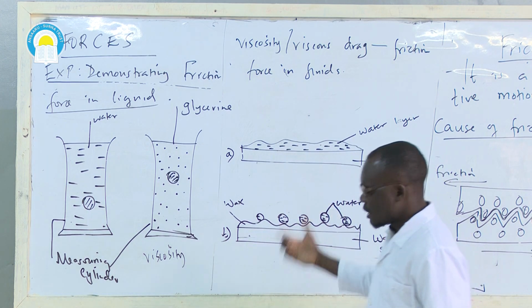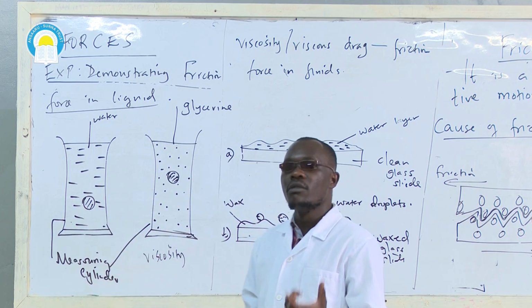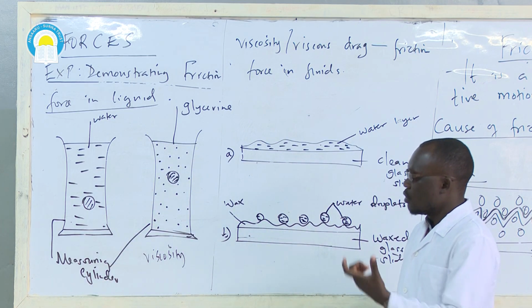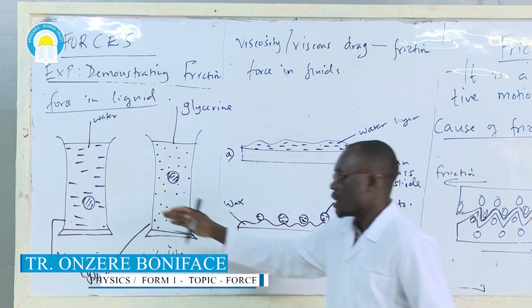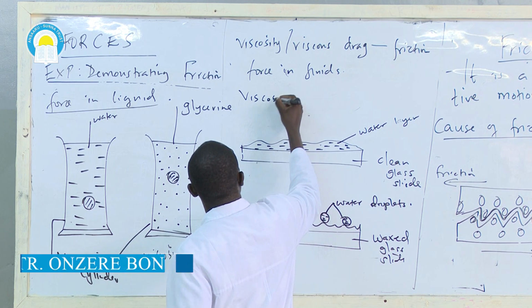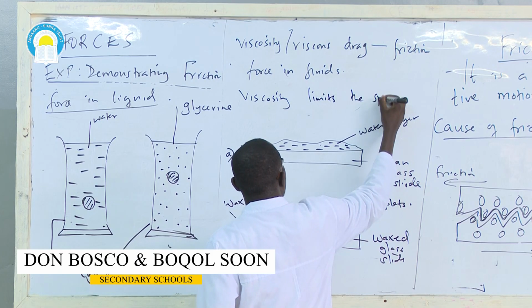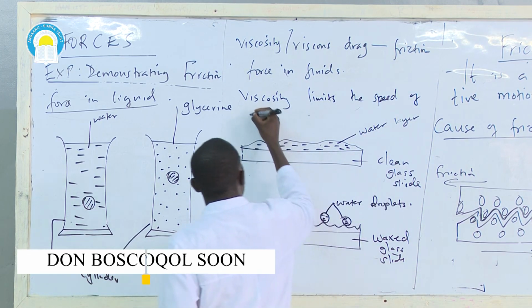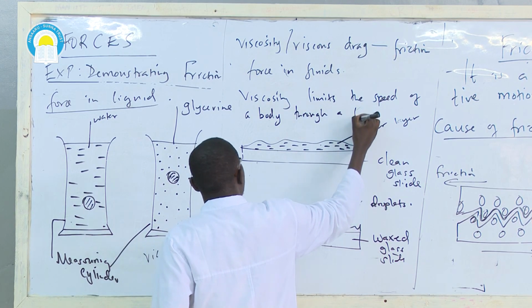And this viscous drag or viscosity will always try to limit the speed with which a body moves through a given fluid. So viscosity limits the speed of a body through a fluid.